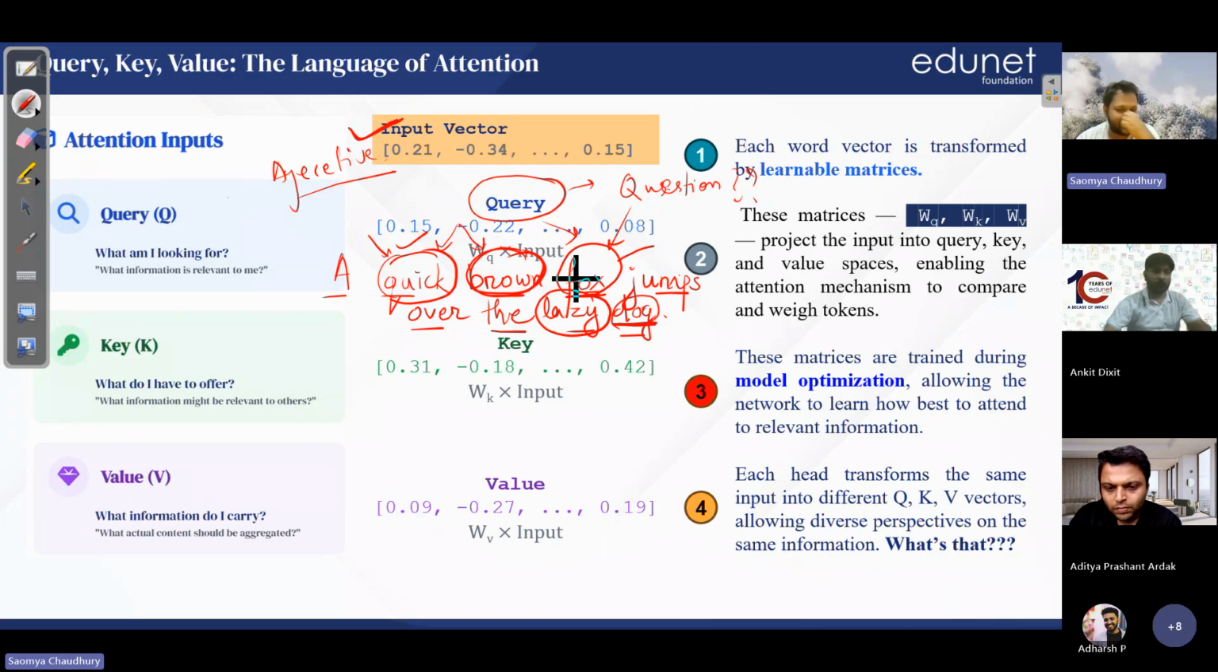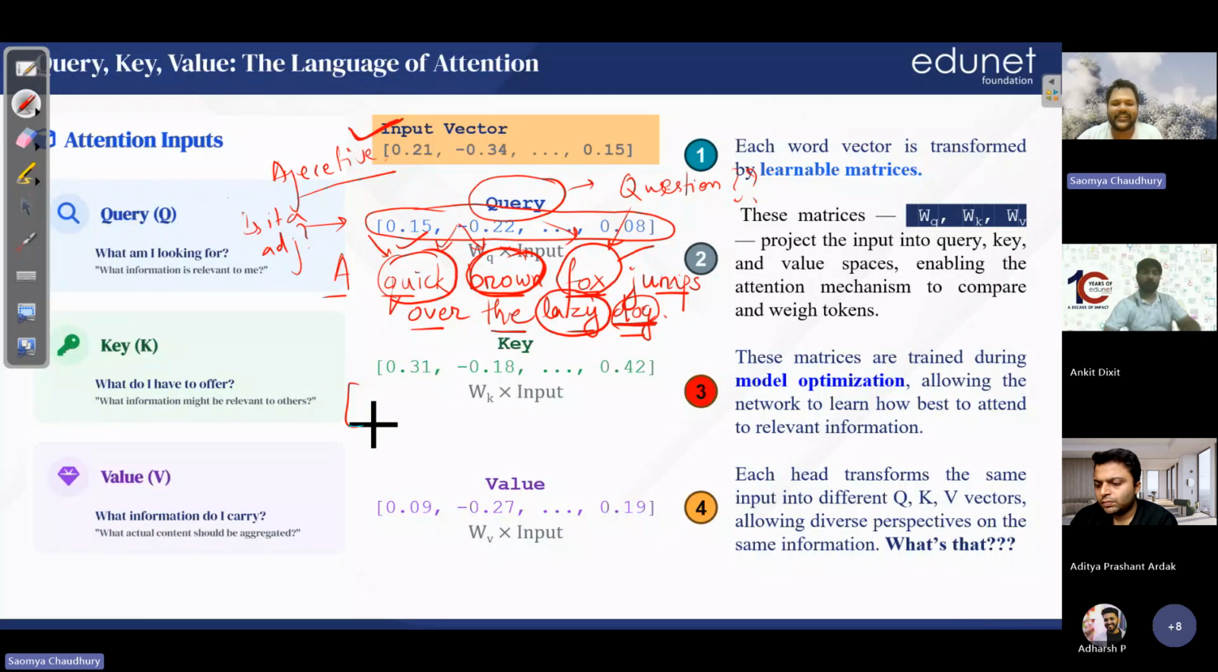The same goes for the fox. The initial question you might ask is whether it is a noun or an adjective, or something along those lines. So a set of questions is encoded in the form of numbers. Suppose this question says, is it an adjective? Similarly, there will be a set of vectors which will say, is it a noun? There will be a set of vectors which will say, is it a pronoun? So X, Y, Z, a lot of different things, but they will all be a set of values.